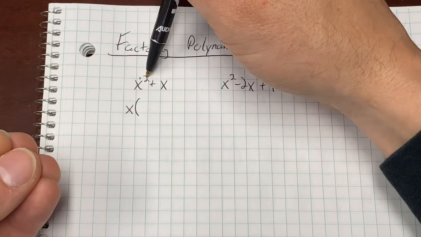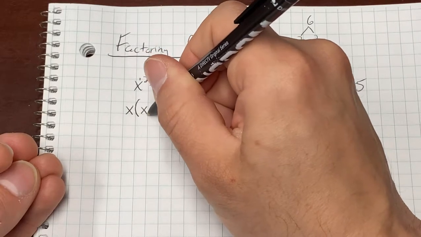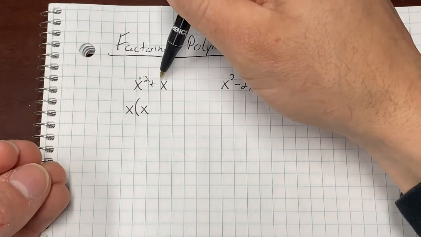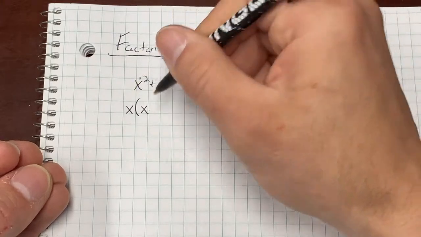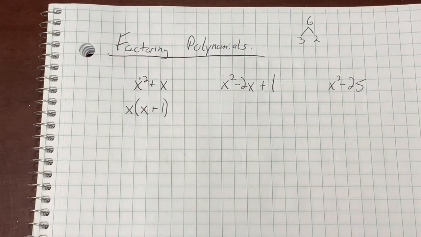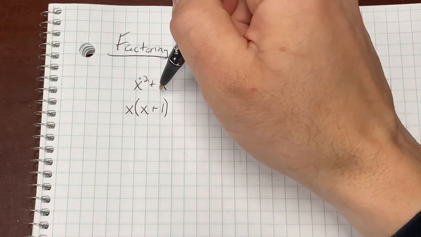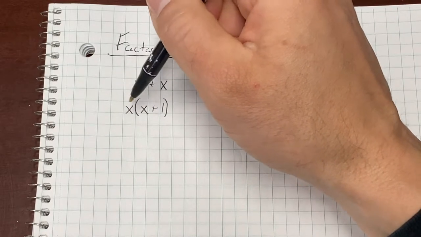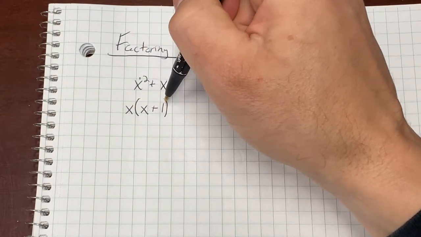I have an x squared. If I divide out one of those x's, then only one of those x's remains. Here, I have a plus x. If I divide out x divided by x, I get just one. And I have now factored what I started with here, x squared plus x, into two factors that will multiply to give me that. X on the outside, x plus one on the inside.